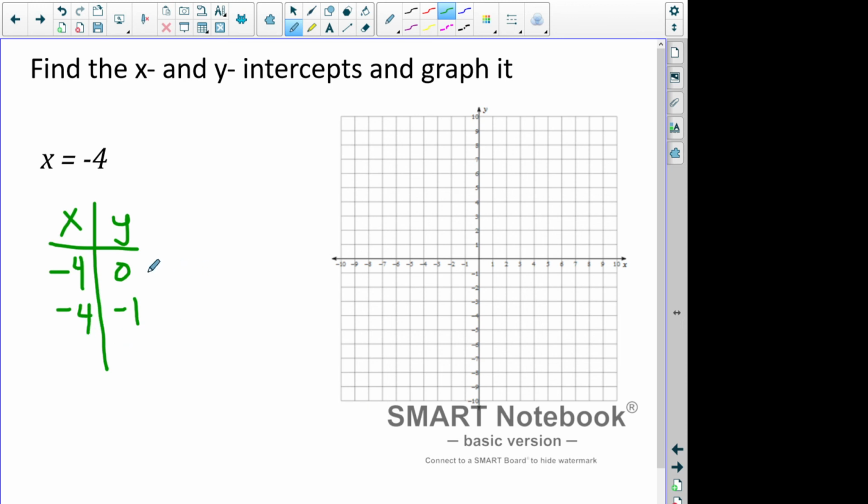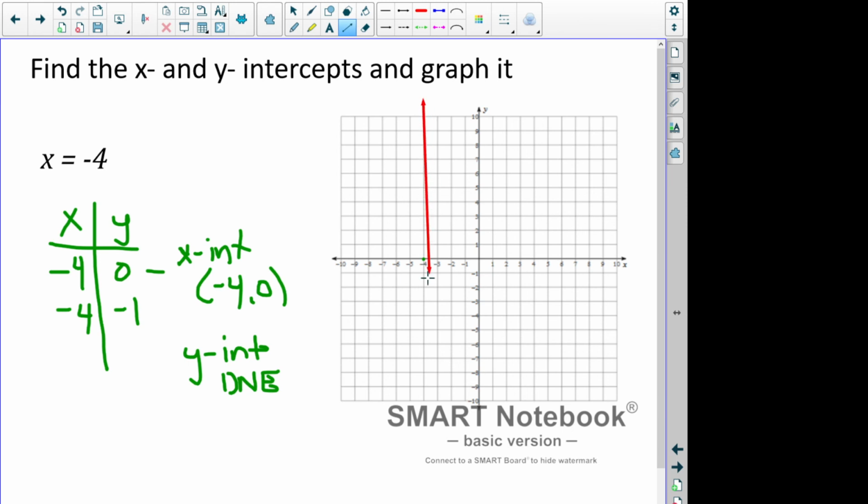Okay, so we have a similar situation here. Here I have my x-intercept. This is my x-intercept, where y is 0. So my x-intercept here would be (-4, 0). But my y-intercept, where x is equal to 0, well, x can't be equal to 0. So my y-intercept does not exist in this case. So to graph this one, I would just simply put it here. And I know that all my x values have to be negative 4, so it's going to be all these values here. So I'm just going to have a vertical line here through negative 4.